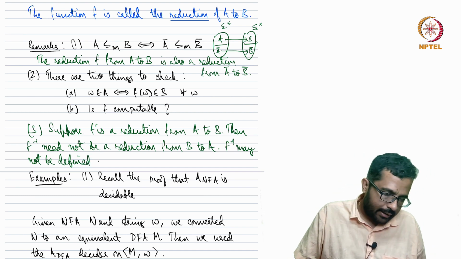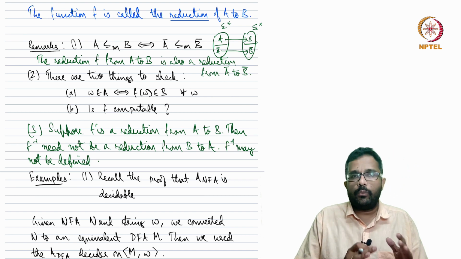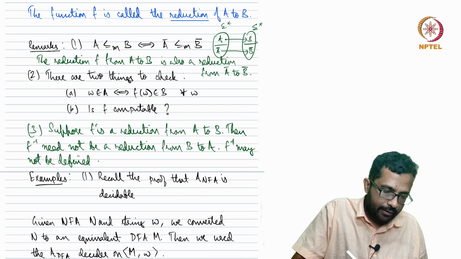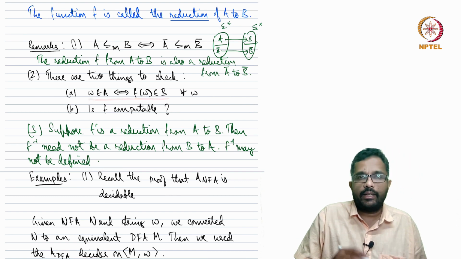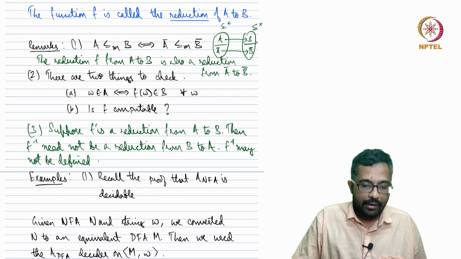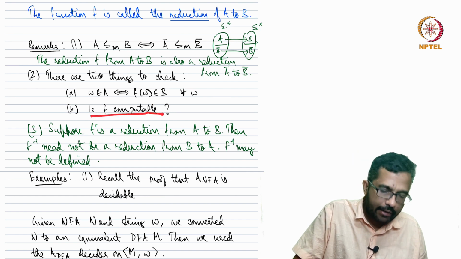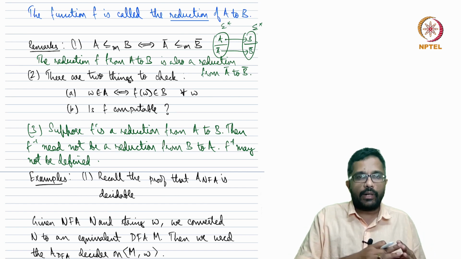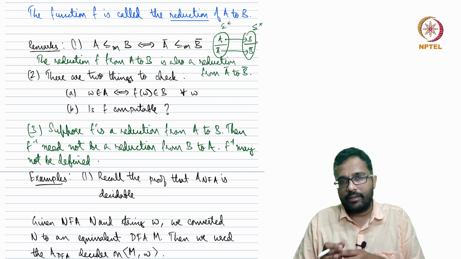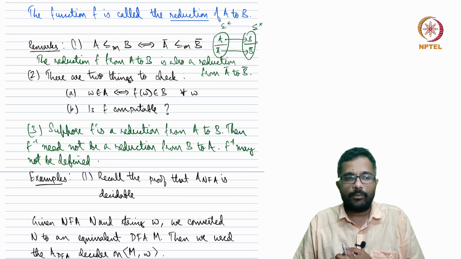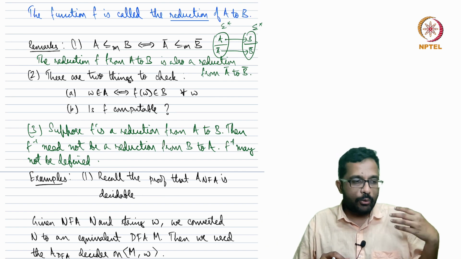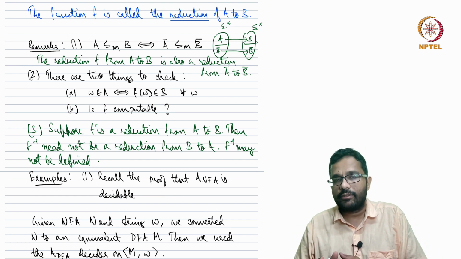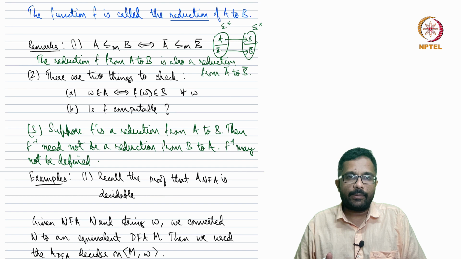One other thing that I just want to stress: when we are checking whether something is a reduction, we need to check two things. First is this correspondence, w in A if and only if f of w is in B, and second, is the function f computable? The goal is you transform an instance of A into an instance of B and then use the decider for B. So to get a decider for A, we need to first transform the instance of A to an instance of B and then use the decider.